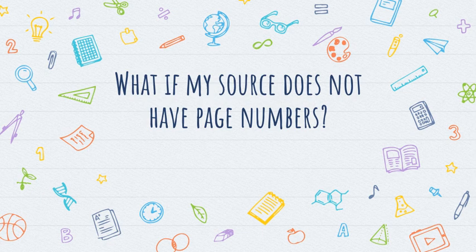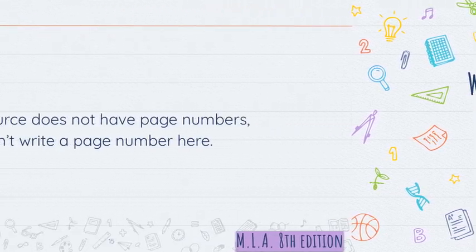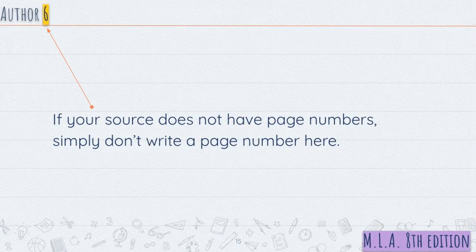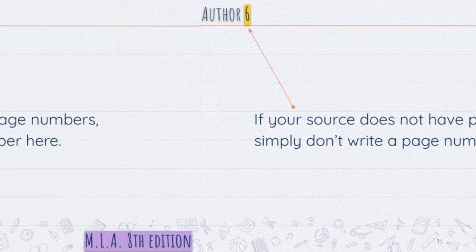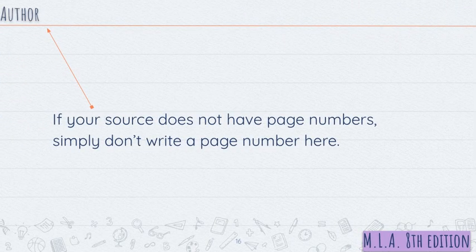Now, you might ask, what if my source doesn't have page numbers? This is unlikely for a book, but it could happen with other sources, digital sources especially, that you find on databases. Well, if your source does not have page numbers, simply don't write a page number there in the upper left-hand corner. You can leave that part blank.